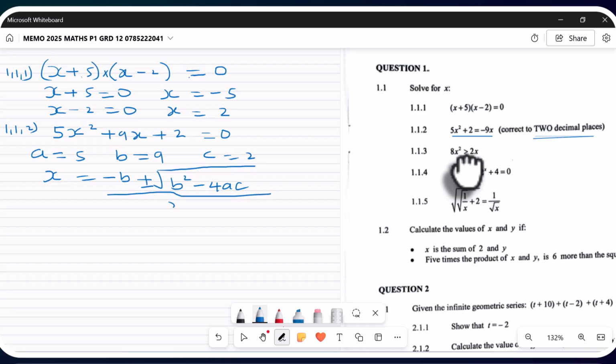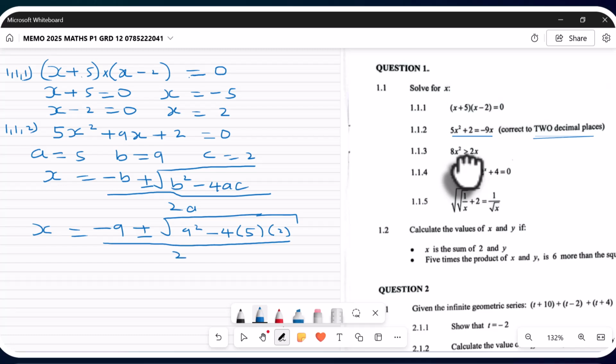Let us substitute. Our b is 9, so I say negative 9, plus or minus the square root of b squared, which is 9 squared, minus 4ac, where our a is 5 and our c is 2, and then divided by 2a, where our a is 5.